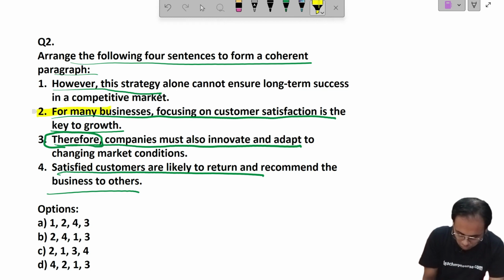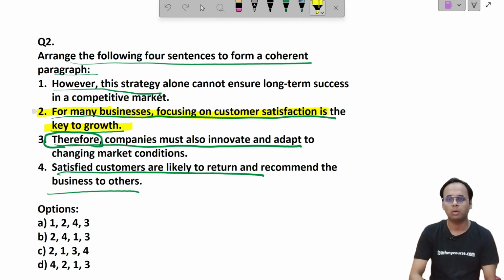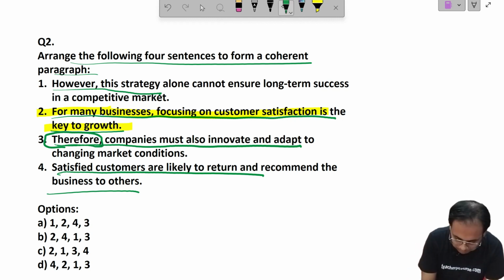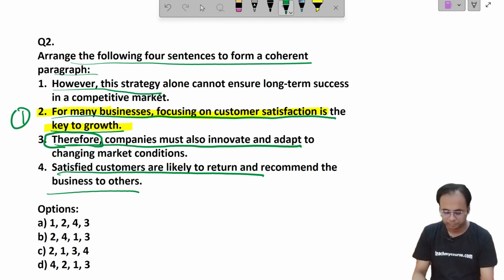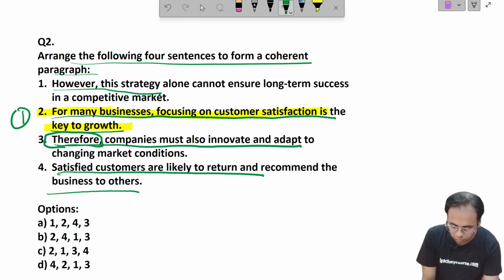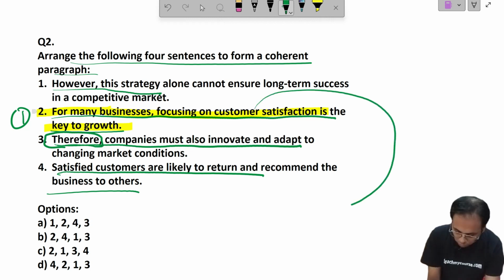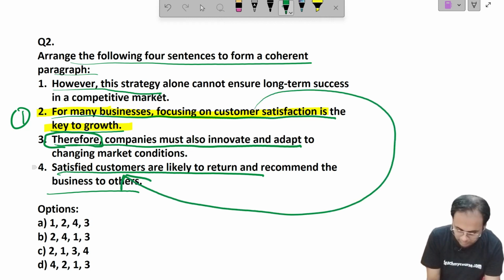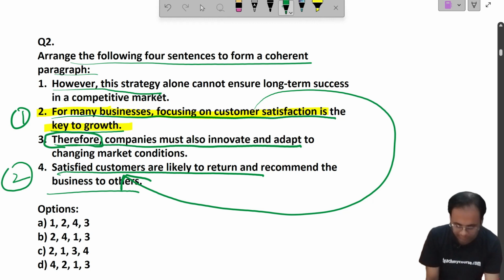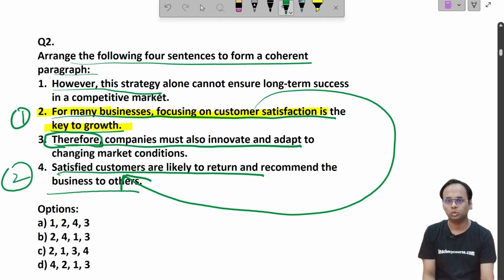This one, 'for many businesses, focusing on customer satisfaction is the key to growth,' because we are talking about customer satisfaction in this. So it makes sense to say that the second sentence is the first one. Then we are talking about customer satisfaction, so we go to this: satisfied customers are likely to return and recommend the business to others. So this should be the second one.